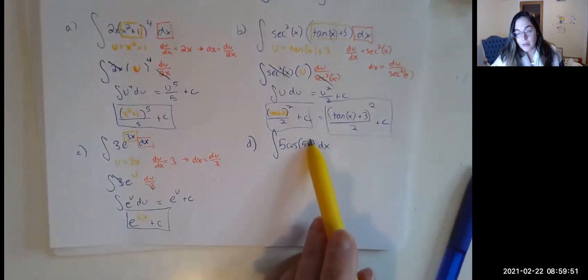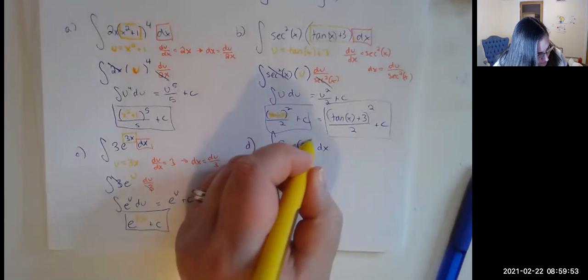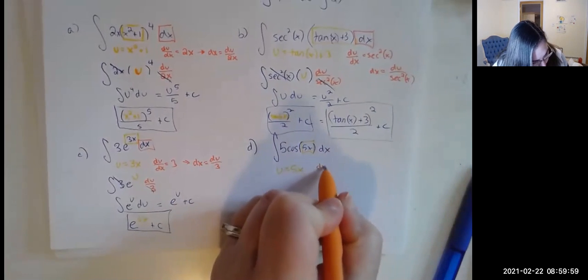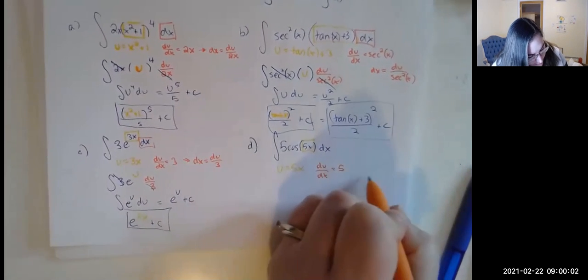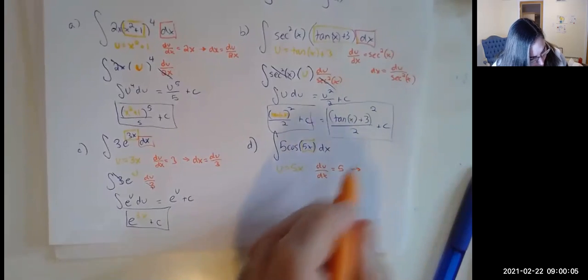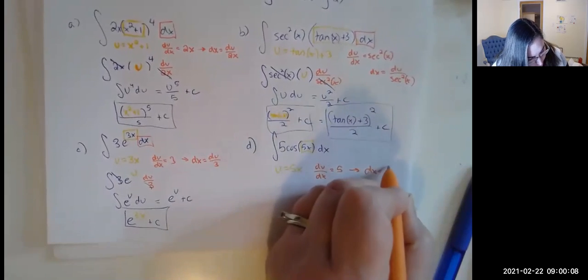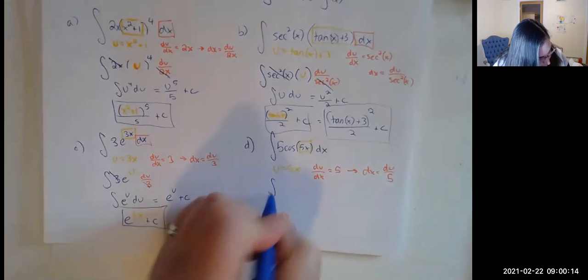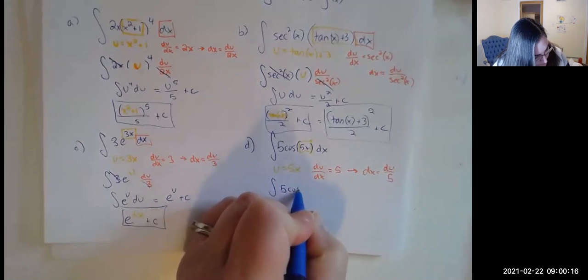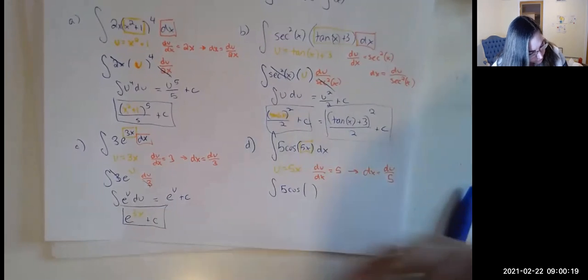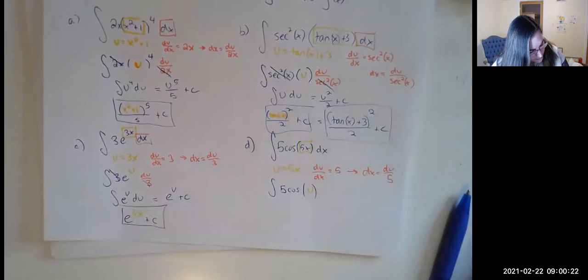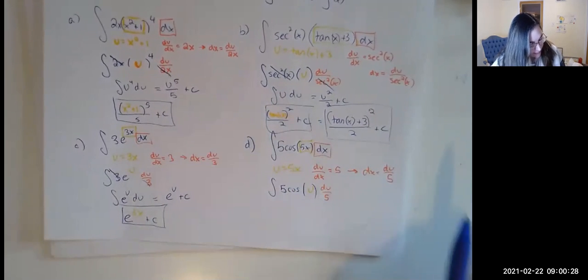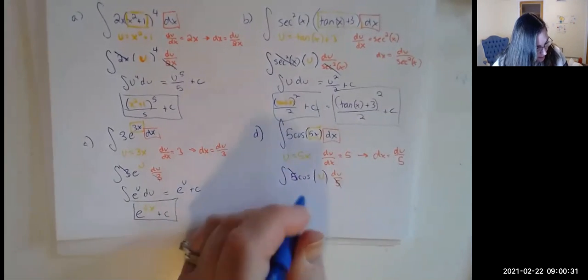All right, so what looks like my inside function, 5x. So we'll say u is 5x. We'll say du dx is 5. And then if I solve for dx, I get that dx is du over 5. Okay. Now I have to do my substitution. Integral of 5 cosine of u. And then instead of dx, I'm going to substitute in du over 5. And then lo and behold, 5's divide out.